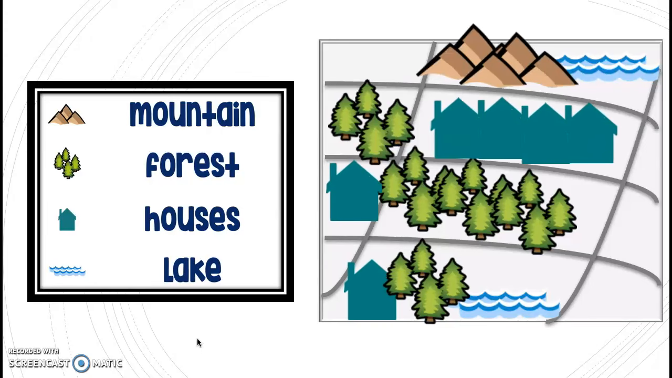Now, if I didn't know what all the symbols stood for, and I just looked at the map quickly, the next thing I would look for is that tool. I would look for the key so I could be able to read my map. When you look at the key, you want to look at the picture, and then right next to it, you want to look at the word that tells you what the symbol stands for.